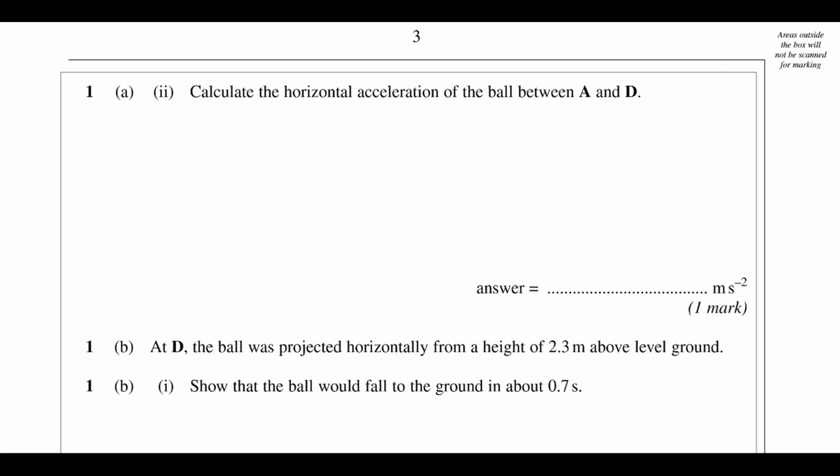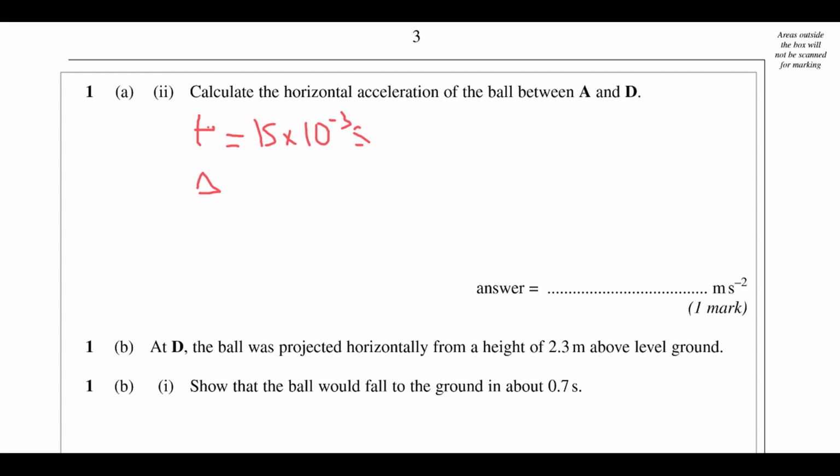The next part wants us to work out what the acceleration was between A and D. So we're going to assume the acceleration is constant here. The time over which it accelerated is again 3 spacings, so 15 times 10 to the minus 3. If you have a look at it, you'll see there are 3 spacings over which it occurs.